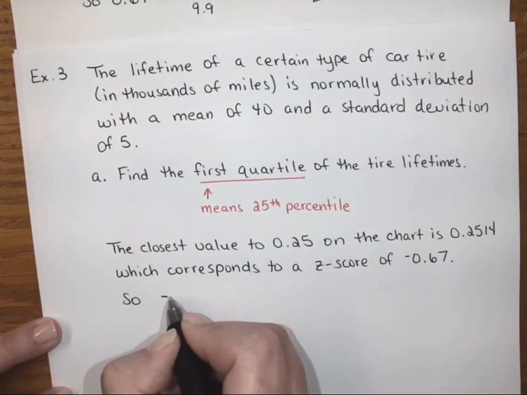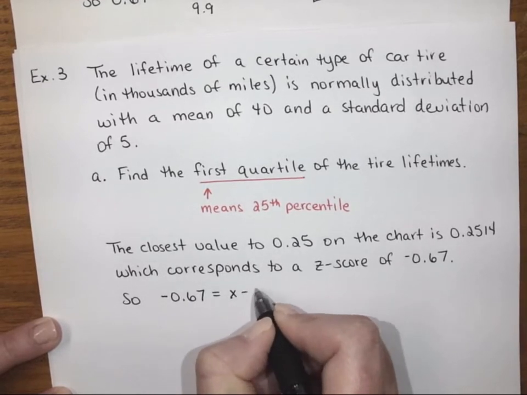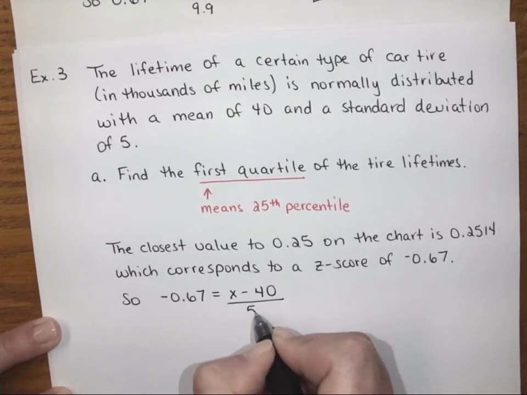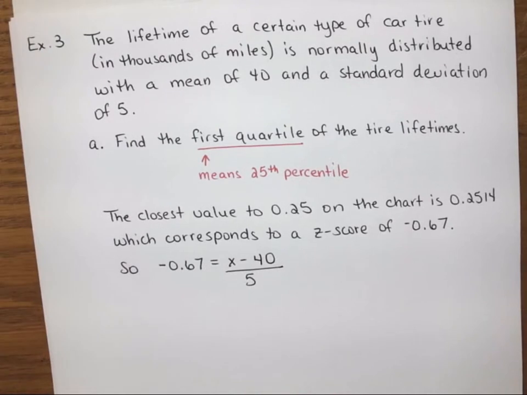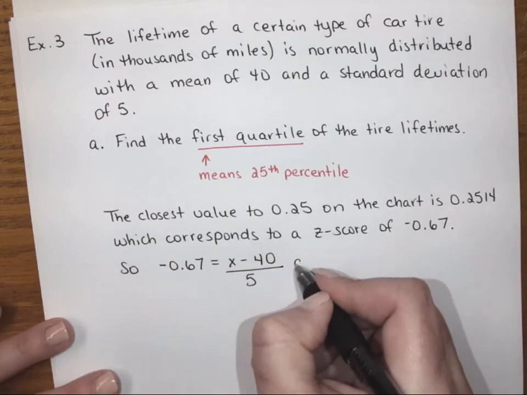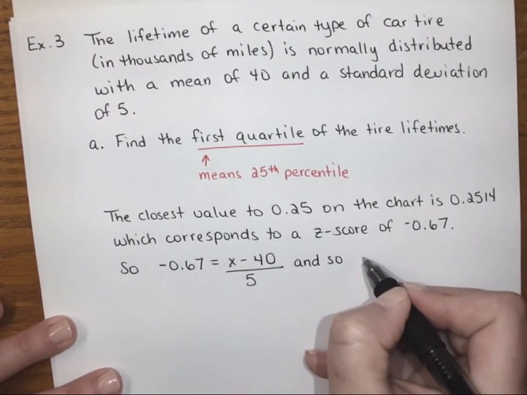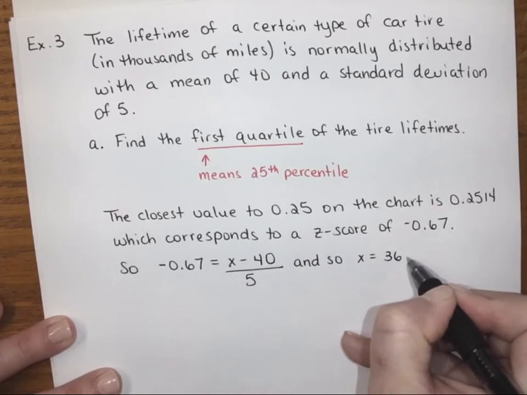So then we're going to do negative 0.67 equals value minus average over standard deviation. So same thing we did in the previous problem, just the numbers are a little different. So we would cross multiply and then add the 40, okay? And so here, x equals 36.65.